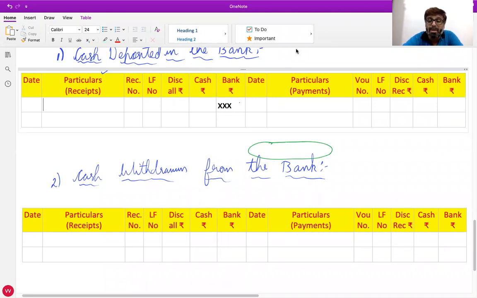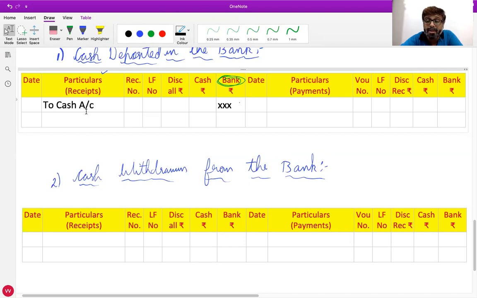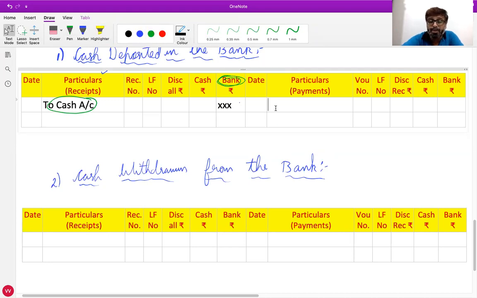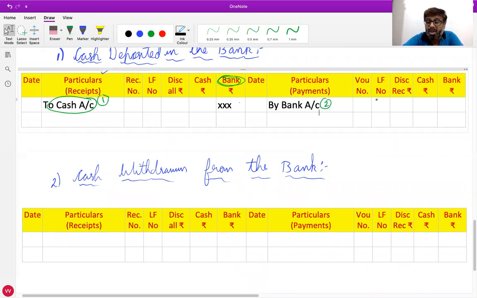Now, what did I tell you? Remember opposite, opposite, opposite. Since you write the amount in the bank column, the opposite of bank you write as to cash account. Now, opposite of cash, on the credit side, you write by bank account. This is the first opposite, this is the second opposite. Now, what is the opposite of bank? Write the amount in the cash column. This is the third opposite.